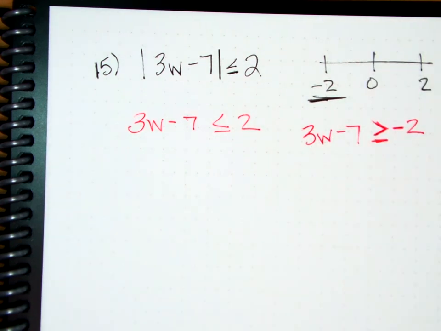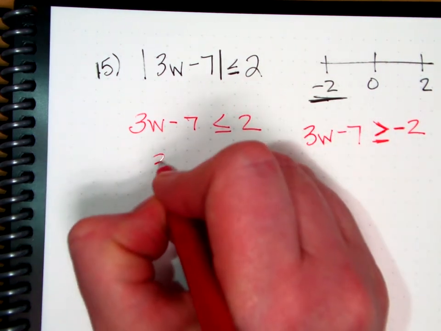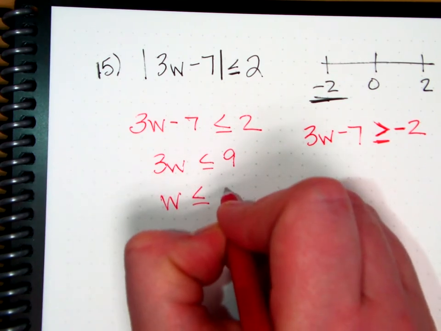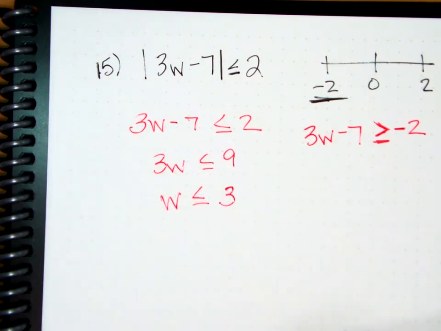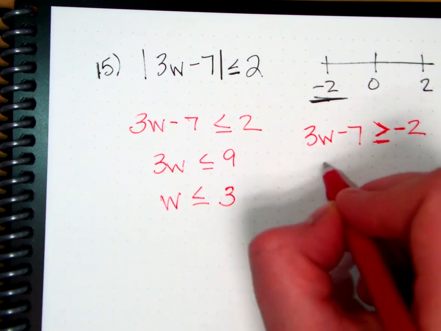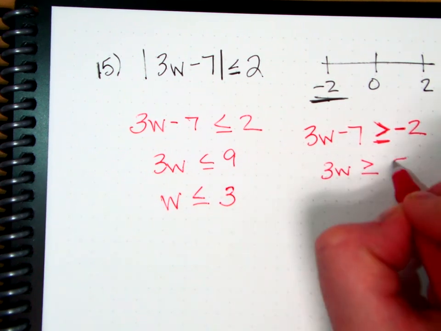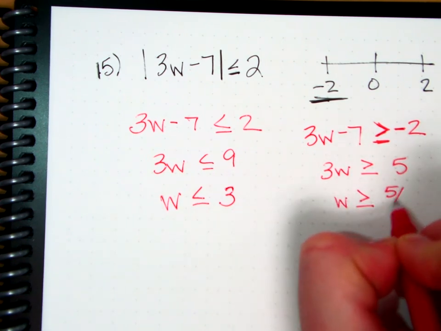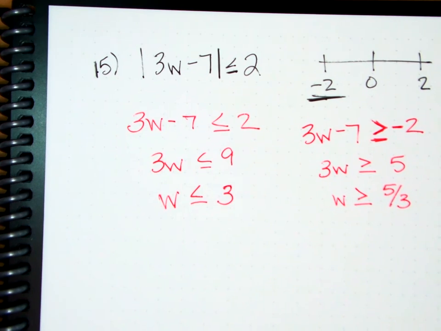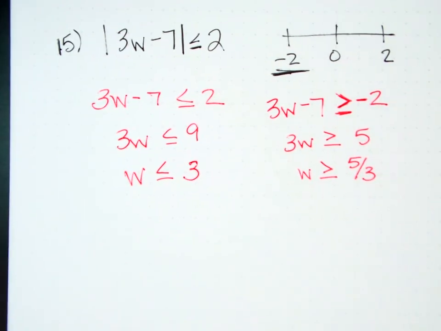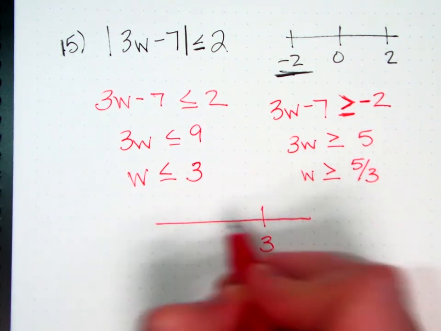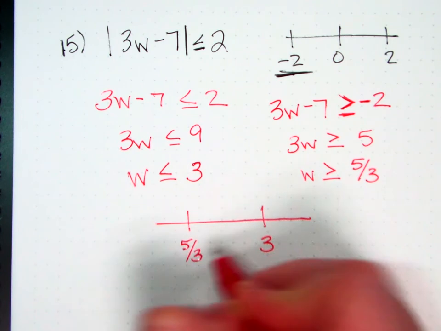3w minus 7. Add 7, you get 3w is less than or equal to 9. Divide by 3, w is less than or equal to 3. On this side, add 7, I get 3w is greater than or equal to 5. Excuse me. Divided by 3, w is greater than or equal to 5/3. On my number line, I would graph this. This is 3. This is 5/3.